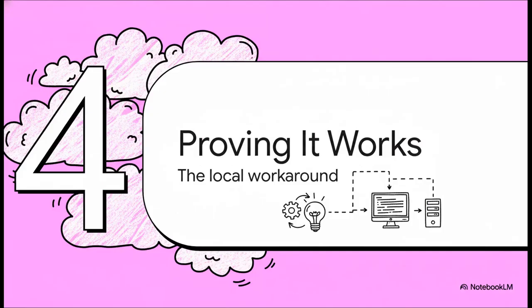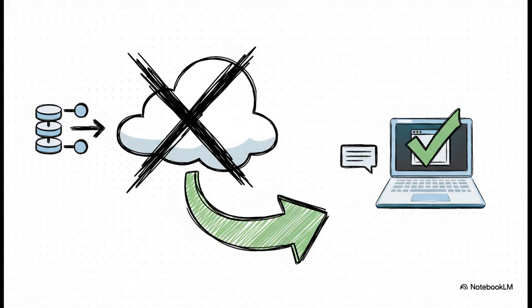So what do you do? How do you prove a cloud application works without the cloud? You get clever. The developer decided that if they couldn't go to the cloud, they'd bring a simulation of the cloud right to their local machine. And this pivot was just brilliant.